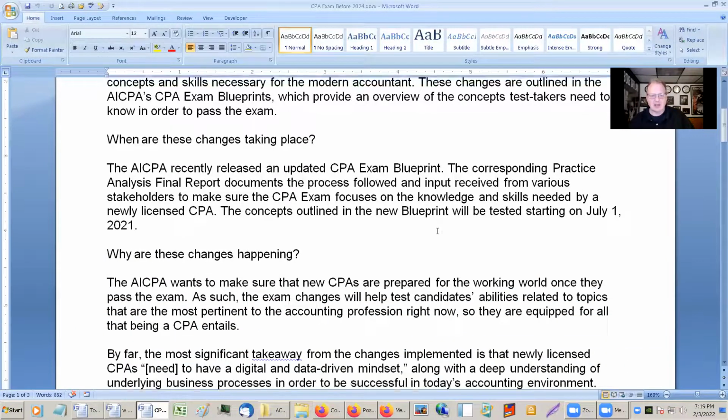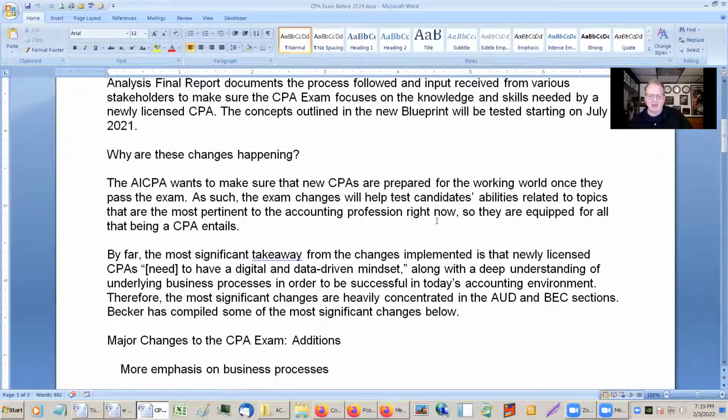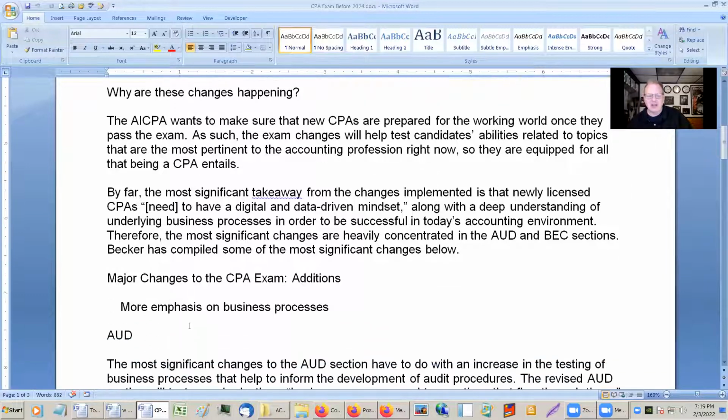Some of the changes that are taking place, they're not too much, they're not too different. They talk more about business processes, and as you go through, we get into more of the nuts and bolts of auditing, which will probably start after chapter 3. They focus more on cycles rather than accounts.